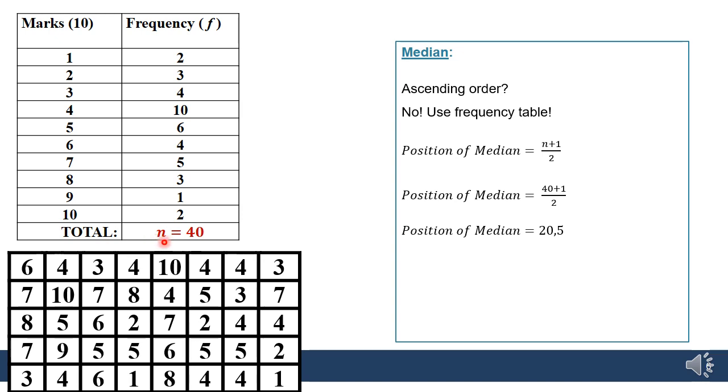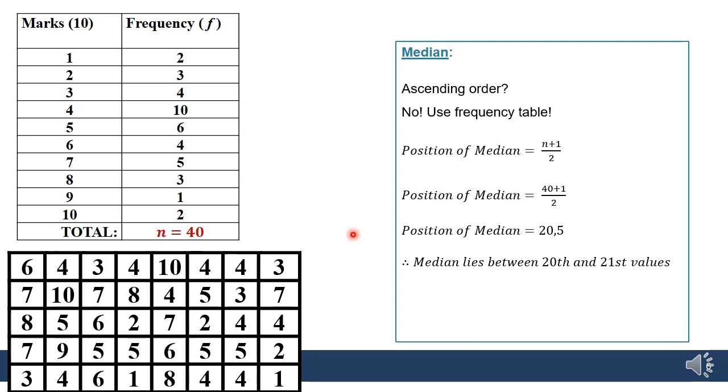But we also know that when we have an even number of values, we have to take the average between our two middle values. So what this position, this 20,5, is telling me is that the median lies between the 20th and the 21st values, and we would have to take the average between those two. Now we just have to figure out where the 20th and 21st values are.